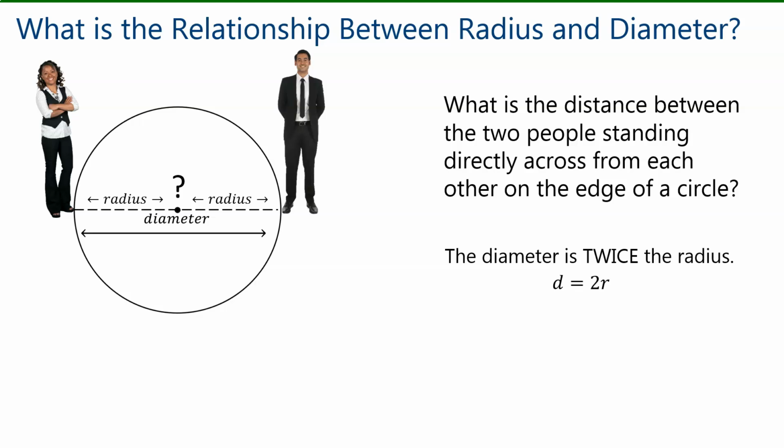Now we can express this relationship as a mathematical equation by saying that d is the diameter and r is the radius. So d equals 2r, 2 times the radius. Now another way to look at this is by saying that the radius is half of the diameter. So r equals d divided by 2. So you can use either of these formulas depending on what you're looking for.